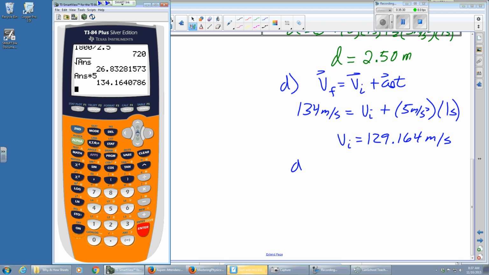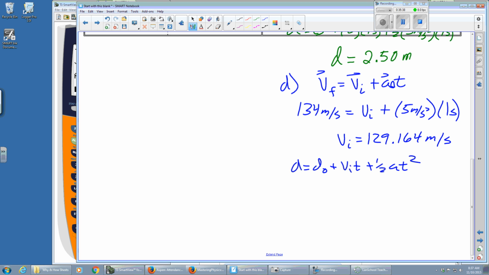Now I can use that d = d0 + v_initial Δt + 1/2 aΔt² with all the deltas in there. I know I end up at 1,800 meters. That's the end of the runway. This is where I begin. My v_initial now is 129. And I know the time.